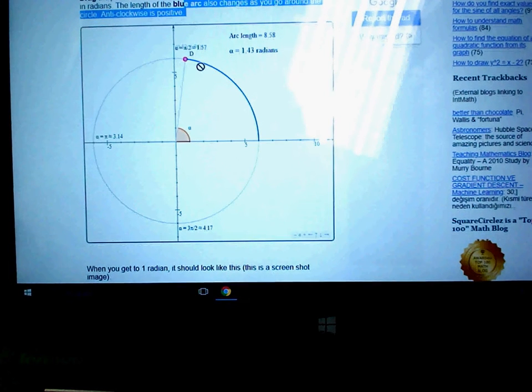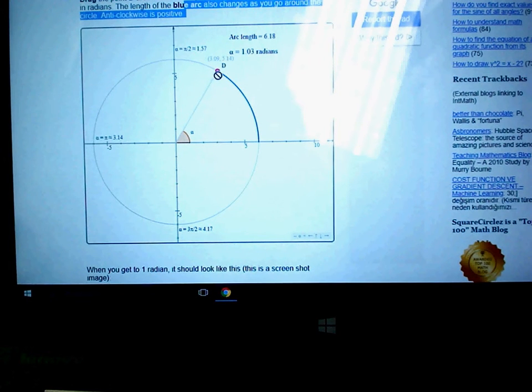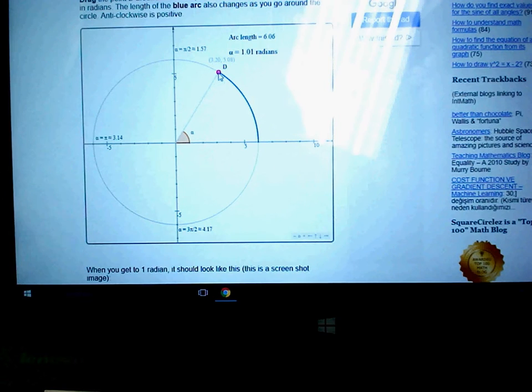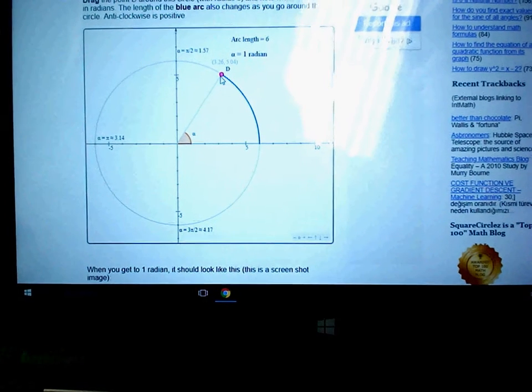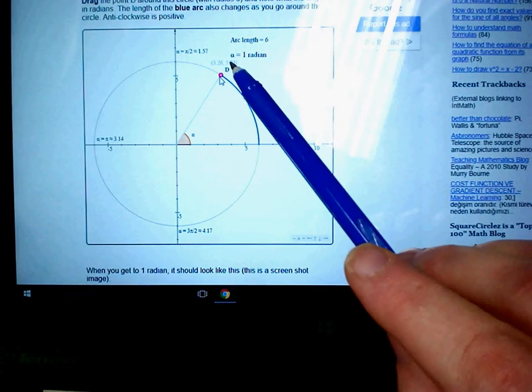I'm going to, excuse me, trying to get a little handle on this. It's not cooperating very well. Alright, so when I make that arc length exactly the same as my radius length, do you see the measure of the angle is 1 radian?